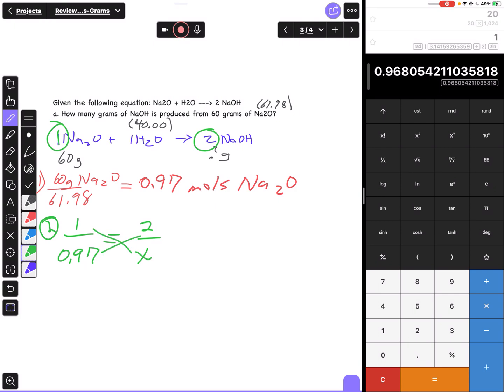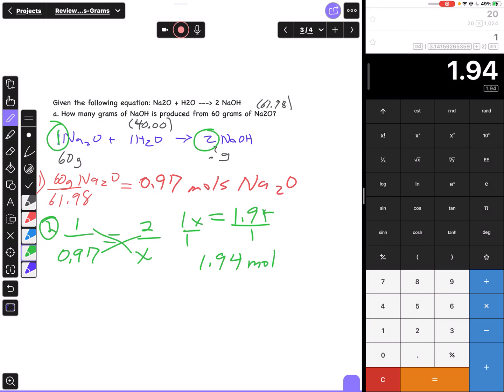And when I do that, I get 1X equals 0.97 times 2, which is 1.94. Divide both sides by 1 and I get 1.94. Now I've just gone from moles of Na2O to moles of NaOH.